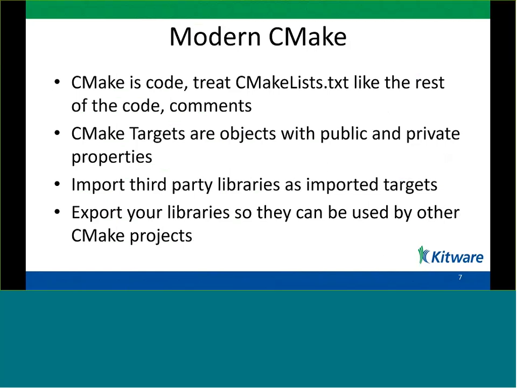Modern CMake. So this is just a quick introduction to that. I'll get into it a little bit deeper, but since the title of the talk was Modern CMake, I thought I'd dive right in. Some key points. CMake is code. It should be treated like that. The CMake lists should have comments, and they should follow good programming standards, just like you would for the rest of your code base. Another key point is that CMake targets are objects with public and private properties. Targets being libraries or executables, mostly libraries.